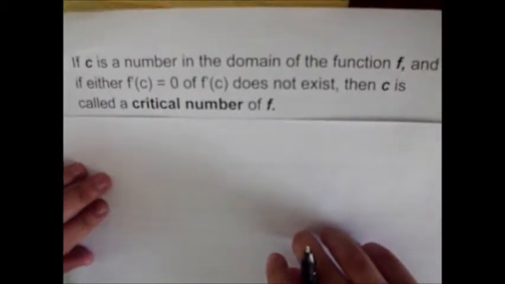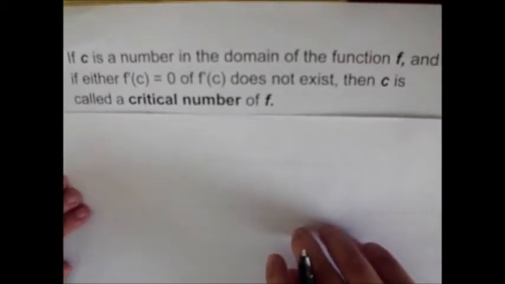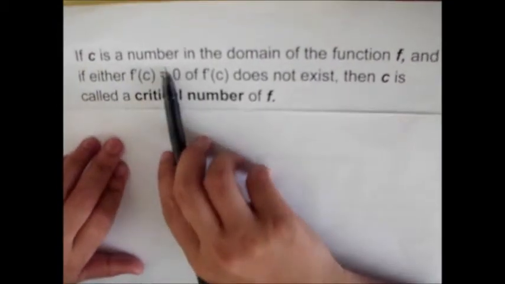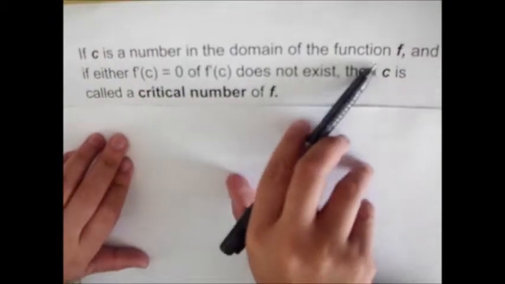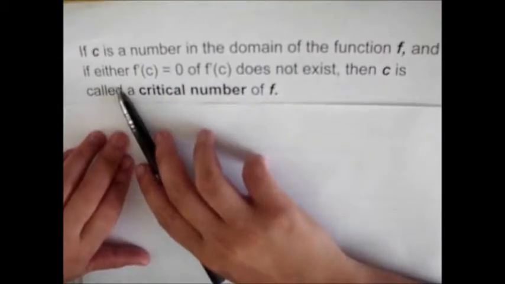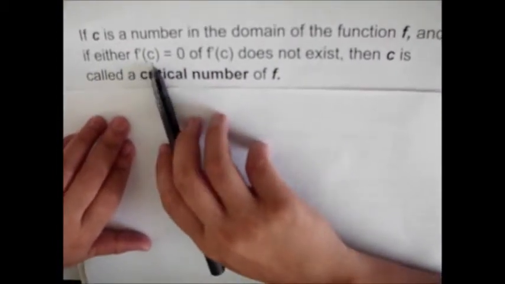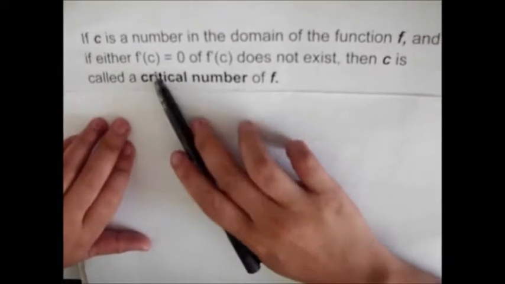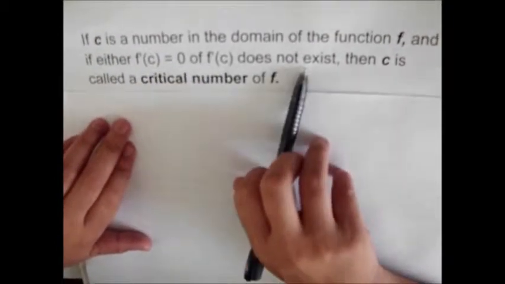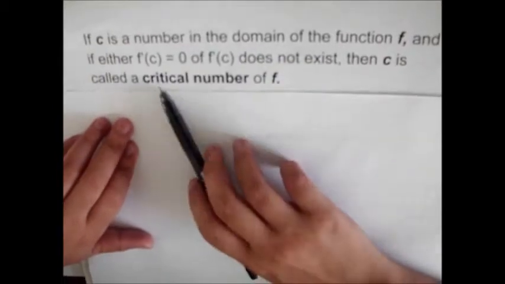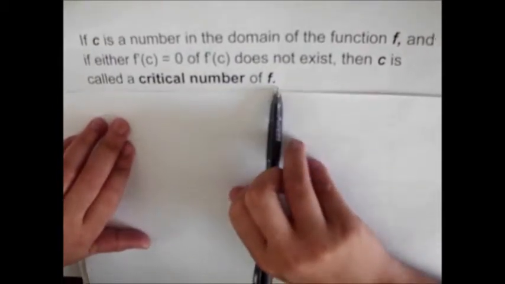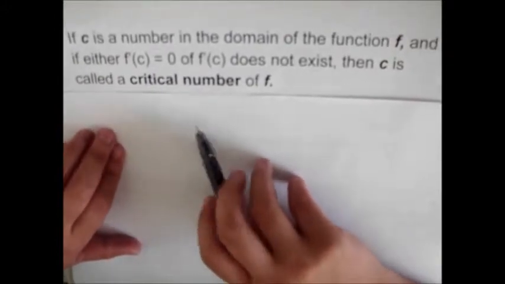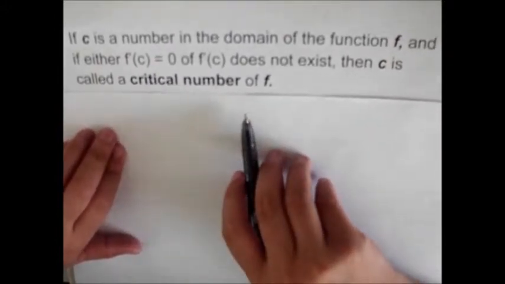We mentioned above critical values of a function. That is, if c is a number in the domain of the function f, and if either the first derivative at c is equal to 0 or does not exist, then c is called a critical number of function f. So, if we want to find the extreme values of our function, we will find its critical values first.